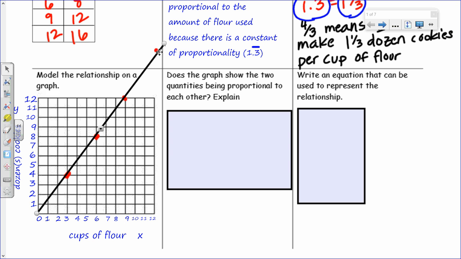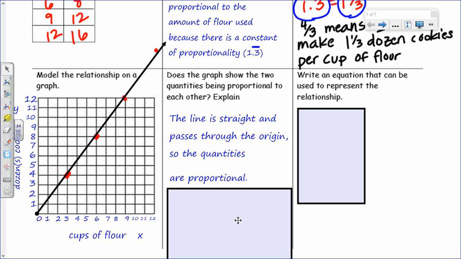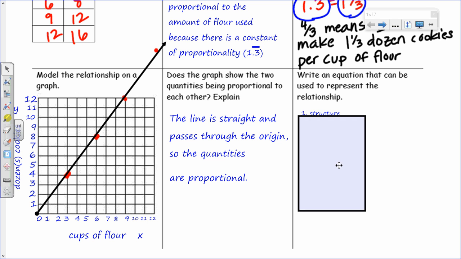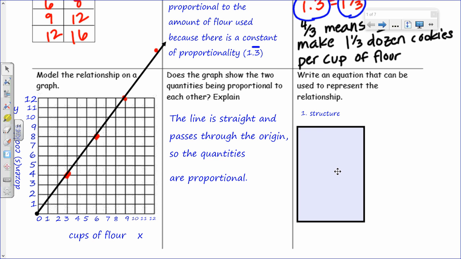Okay, so now let's talk about, are they proportional? It goes through the origin and it's a straight line. Again, we could always do the y divided by the x, and that works too. If it's a straight line through the origin, then y divided by x will also be the same number every time.